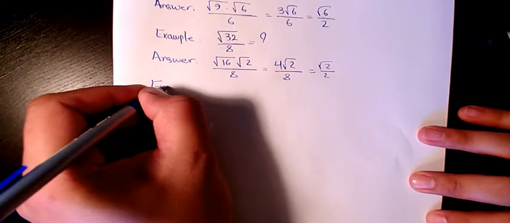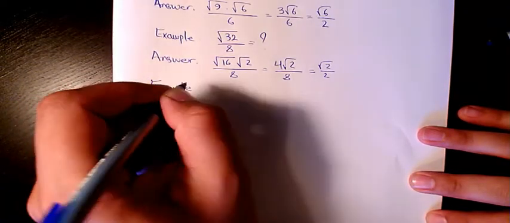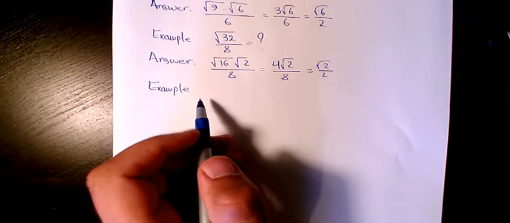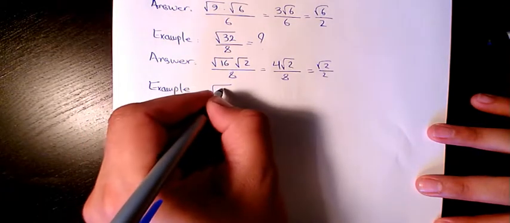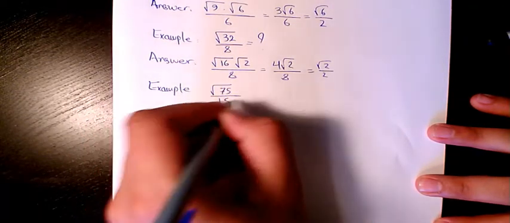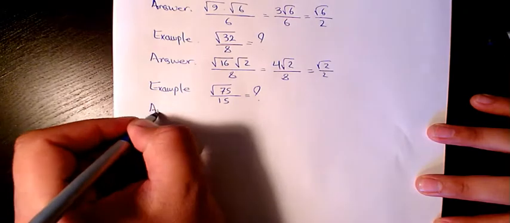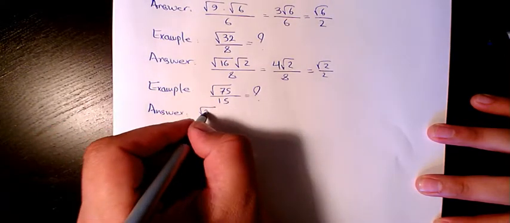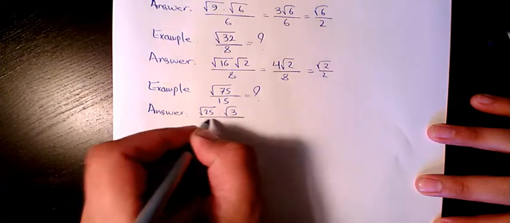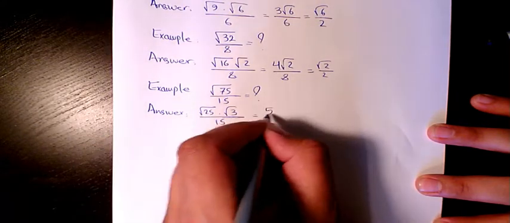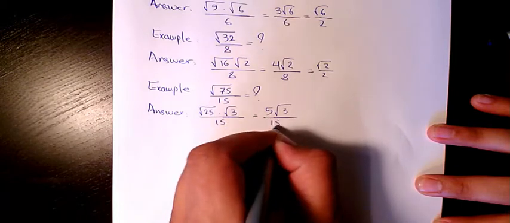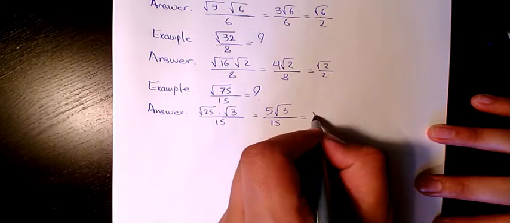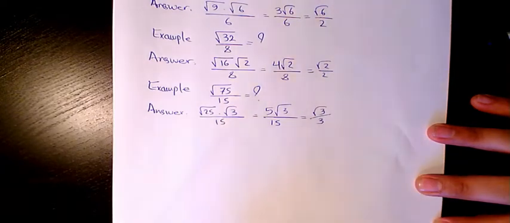Next example is root 75 divided by 15. Answer is root 75. I can write it as root 25 times root 3. Root 25 is 5, so 5 root 3 divided by 15. 5 and 15 cancel out and we will have 3 here, so it's going to be root 3 divided by 3.